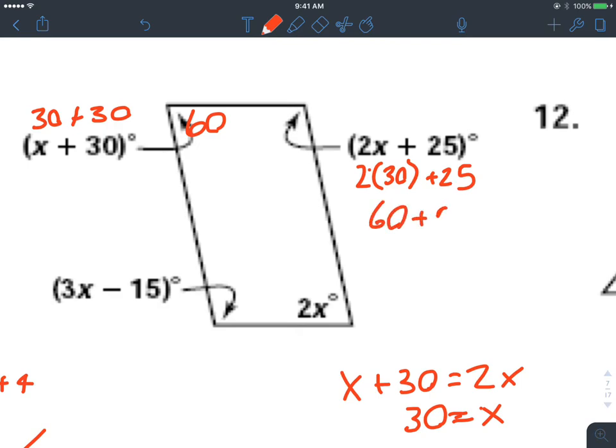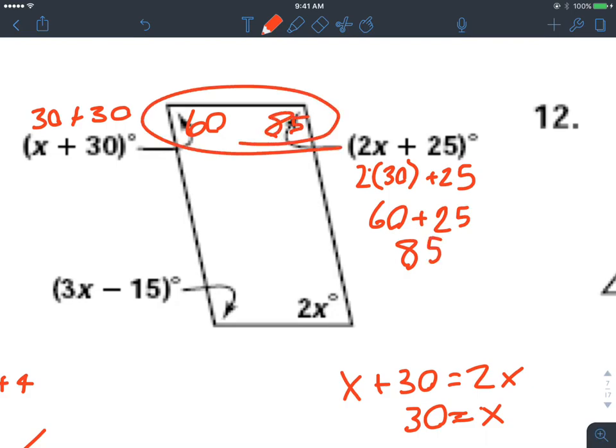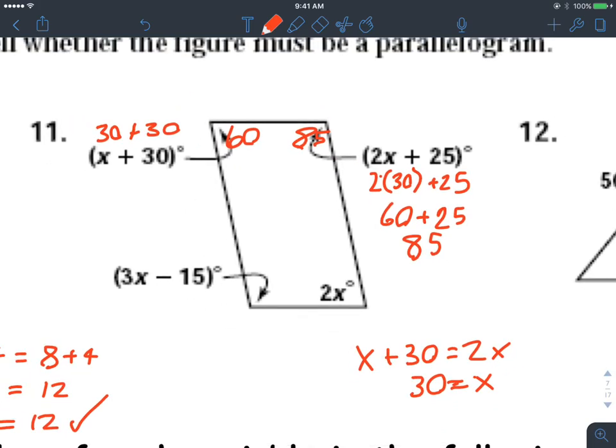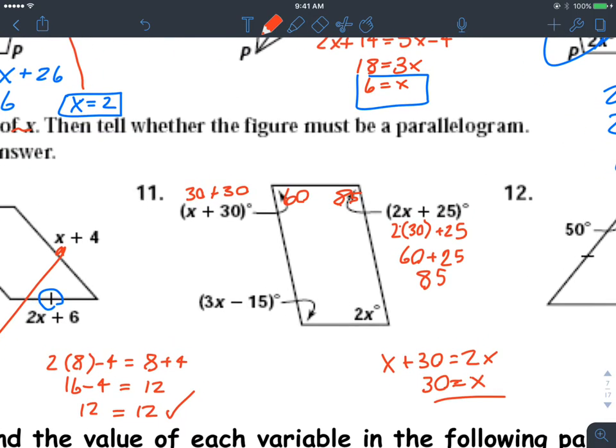So notice right away, that'll get you 85 degrees. And we know that inside of a parallelogram, consecutive interior angles need to be supplementary. Right? Therefore, I don't think x can actually be 30 and this thing be a parallelogram. So you just say you can find one of the x's, but it's not a parallelogram.